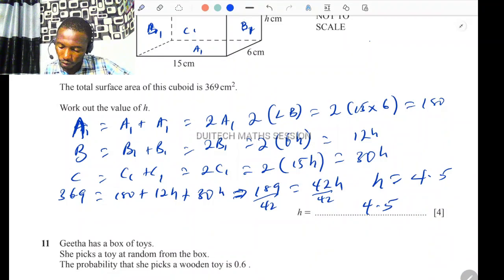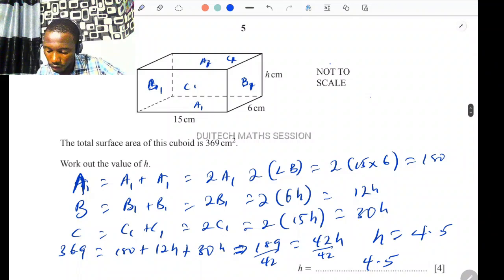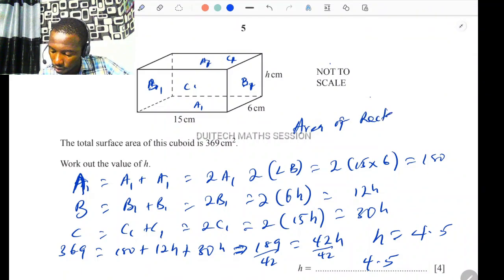I hope you understand this. So what we did here is to calculate for each of the rectangles. The area of a rectangle is equal to length times breadth. So that's what we did there. Length times breadth.